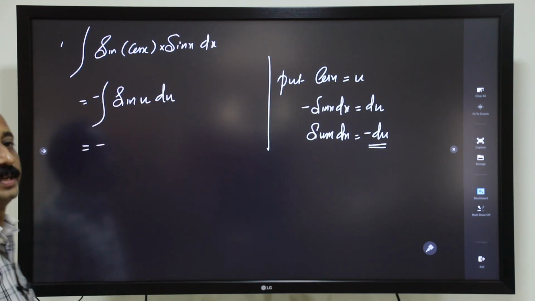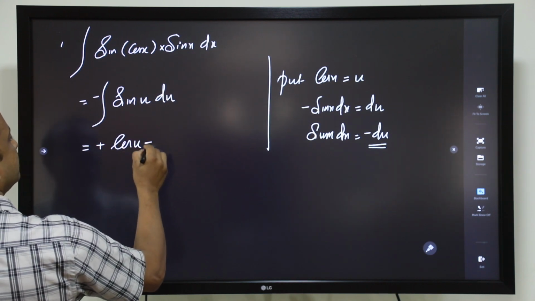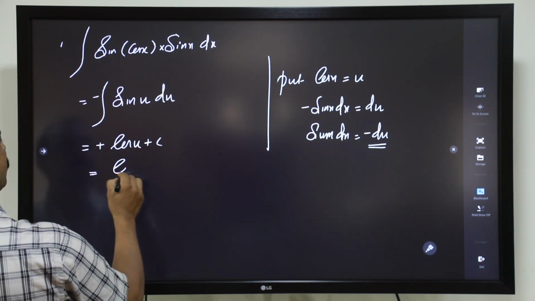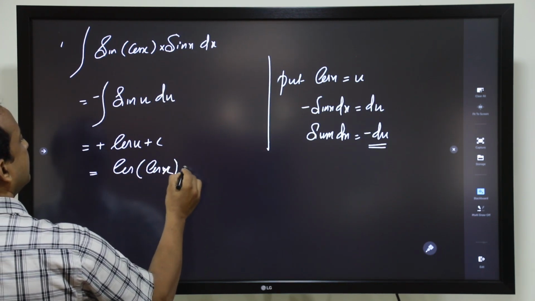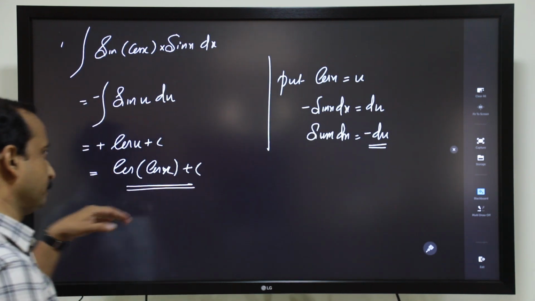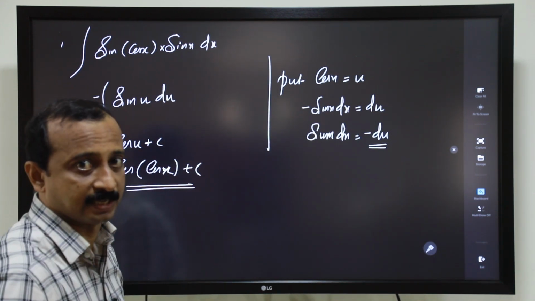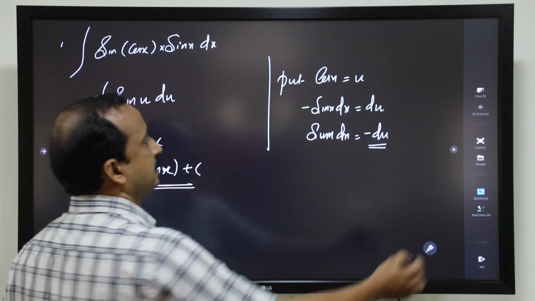Is equal to, the integral of sin u is minus cos u. Minus of minus, plus cos u plus c. That is equal to cos of, what is u? Cos of cos x plus c. Suppose this function is of the form cos inverse cos, we get answer x. Here cos of cos, there is no change, and so it becomes cos of cos x plus c.